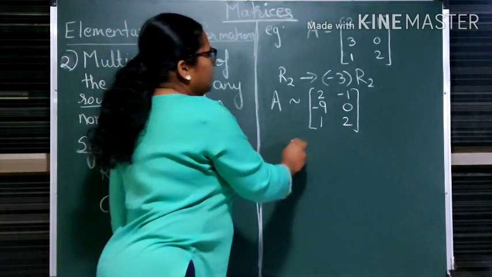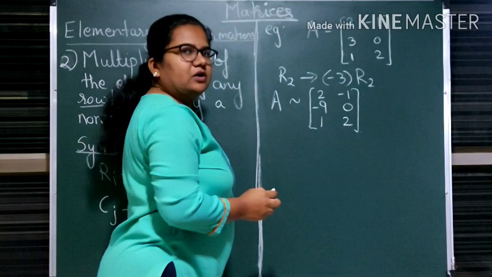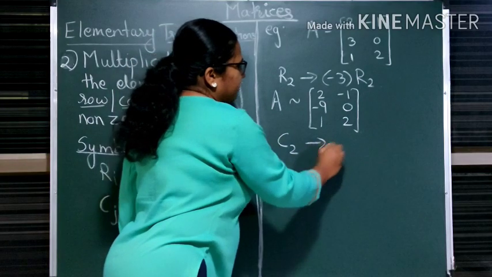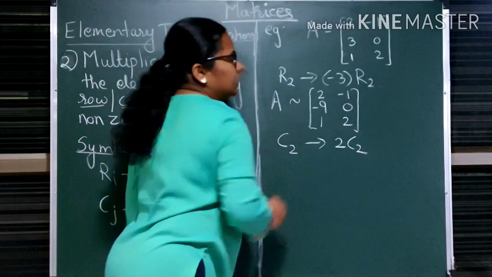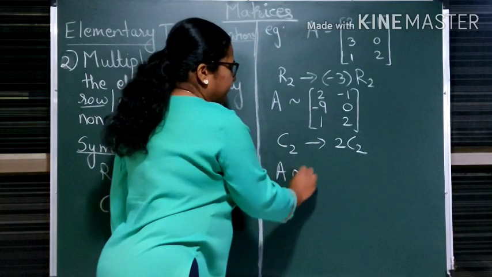Now suppose in this matrix, if you want to multiply only the second column by 2, what will be the symbolic form? C2 will become 2 into C2. So the non-zero scalar is 2. So what will be your equivalent matrix?